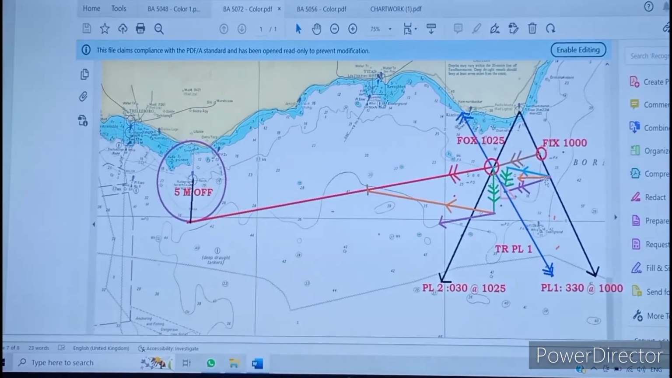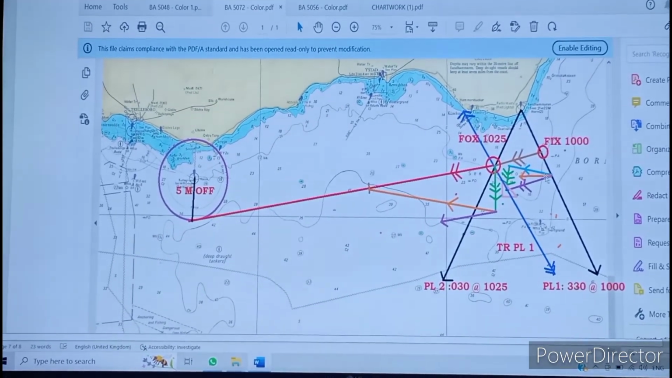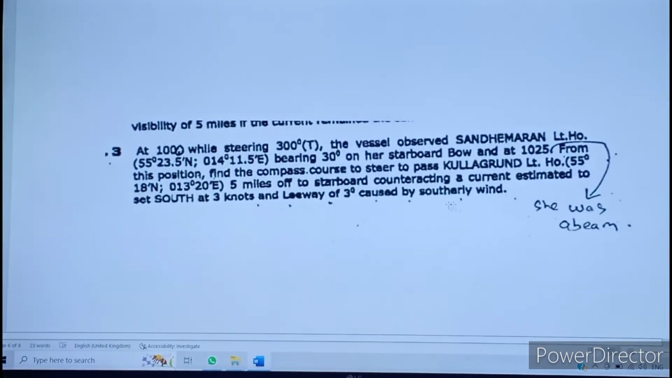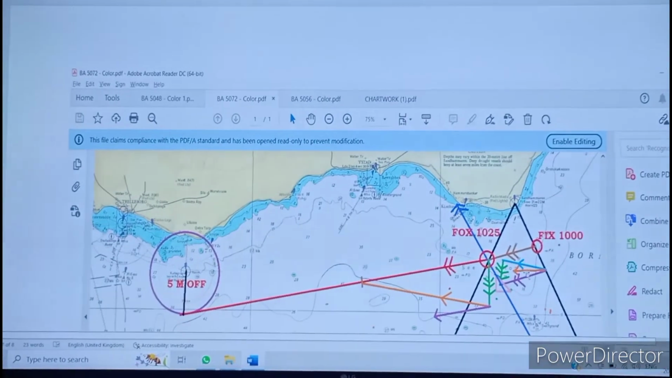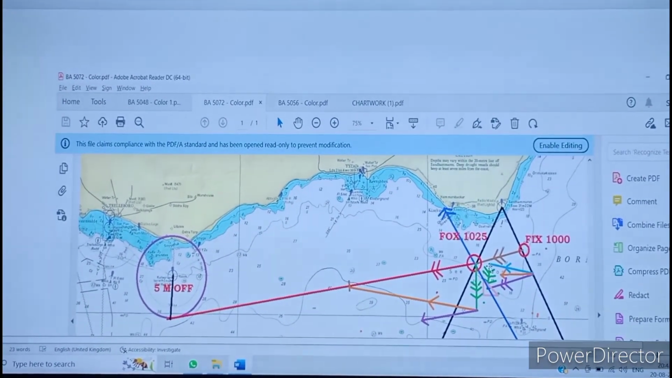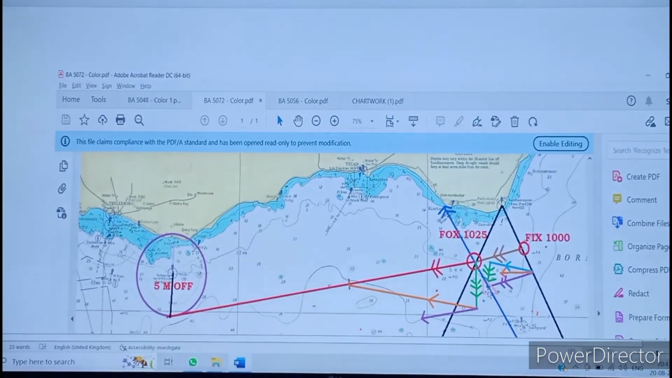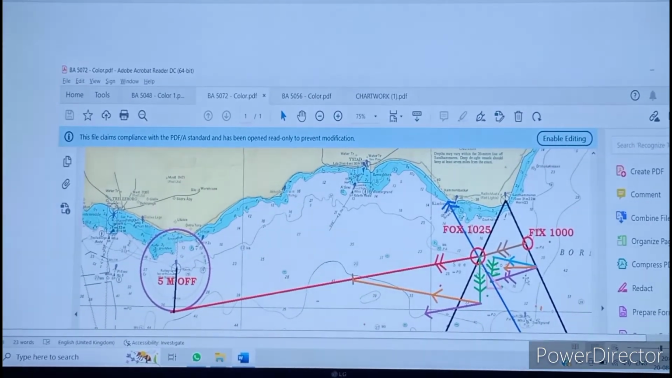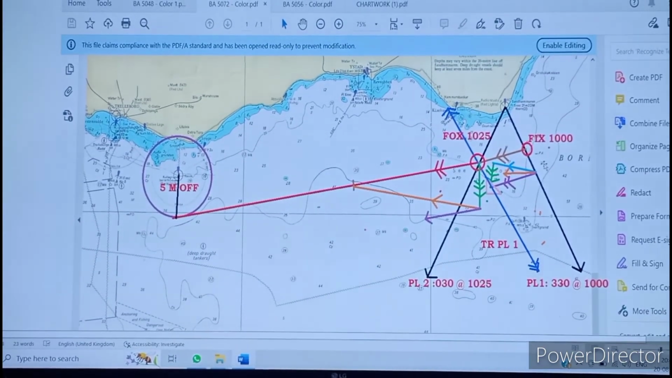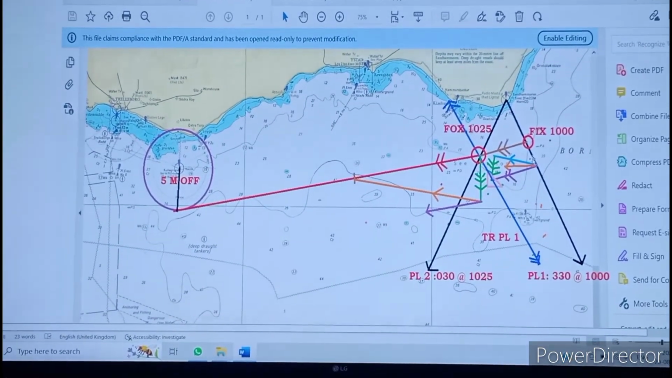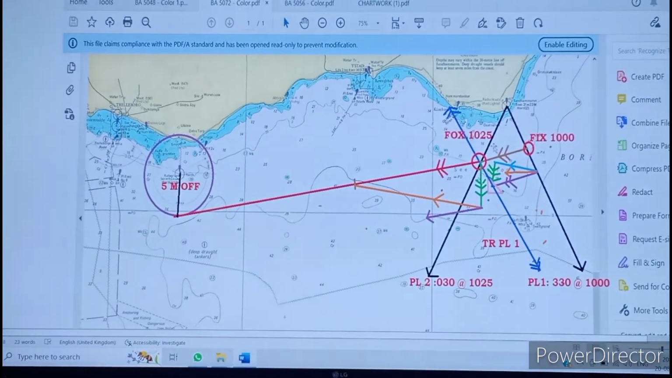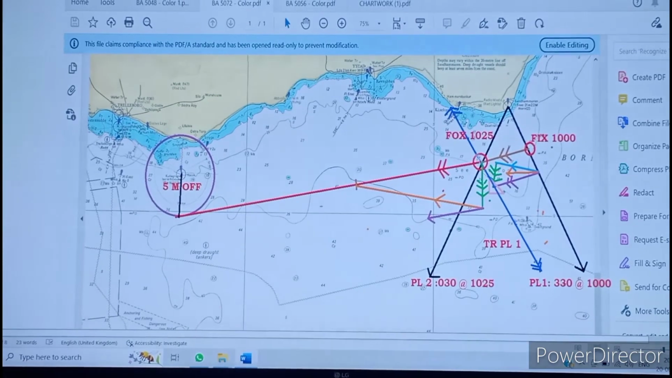On the first PL, you have to draw the CTS, then apply the leeway. Since the wind is coming from the south, this is your CTS, and the wind pushes you, so this is your leeway track for 25 minutes, and then apply the current. You will get the course made good and speed made good. Now on the estimated position, you draw your first PL. This blue one is your transferred position line. It will cut somewhere on the second position line.